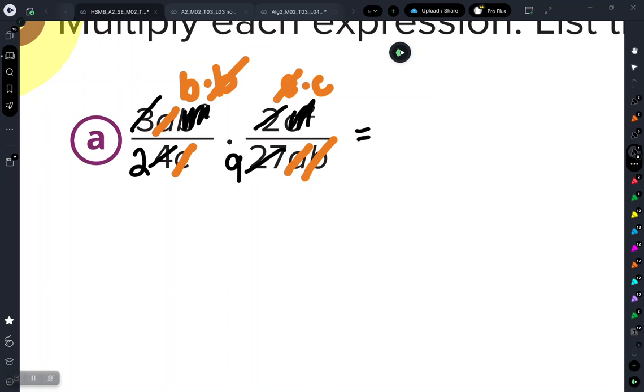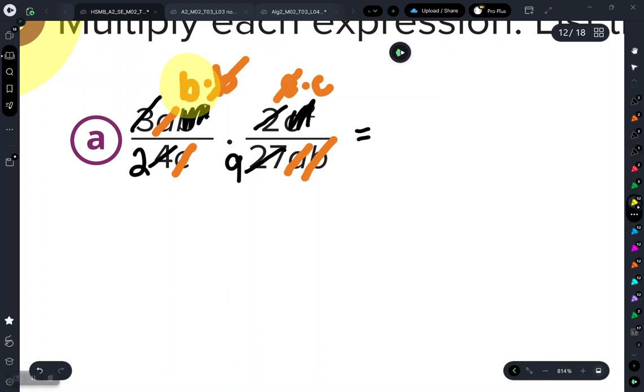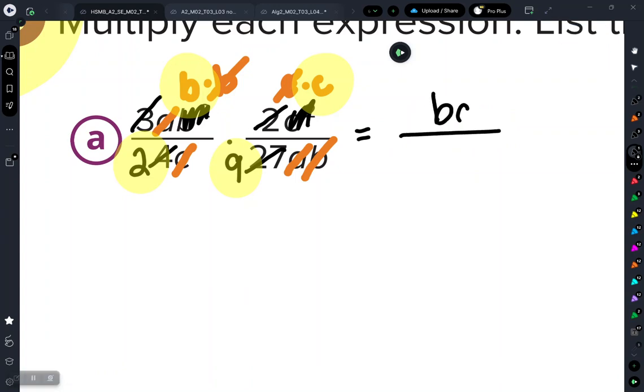I'm going to get a highlighter here so we can see what we have left. In the numerator, I have one B left and one C. In the denominator, I have a 2 and a 9. That's it. So multiplying across, I have in my numerator B times C, or BC. And in the denominator, I have 2 times 9, which is 18. So this is an example where you don't need to factor because they're monomials.